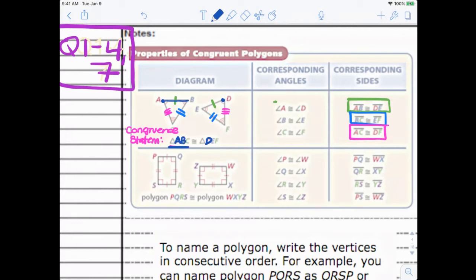So if I did that on my first one, I would need to move across the green line to E on my second figure in order to really write a congruent statement. And then from there, I went to C. So I went down the blue line. So I'd need to go to E, from E to F. To C, I went to F.